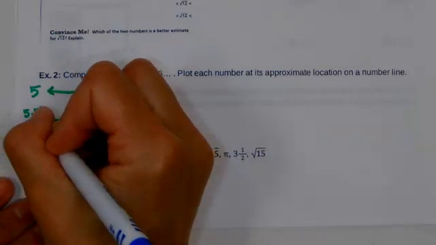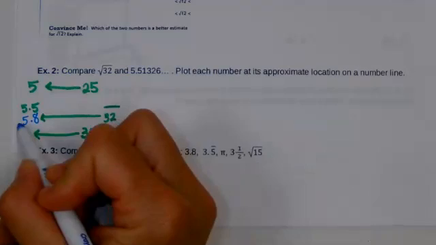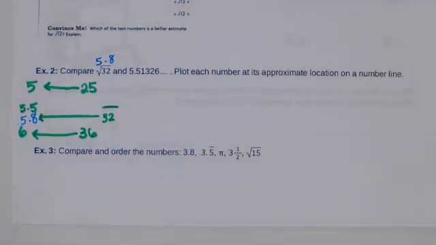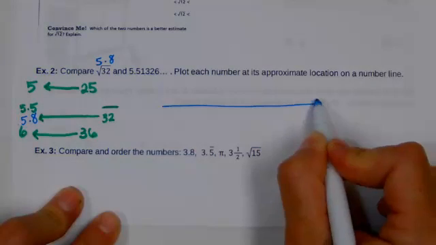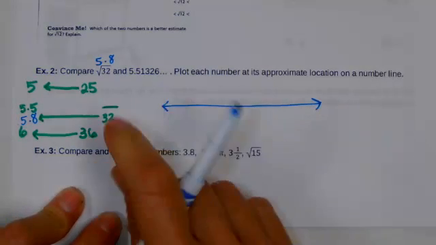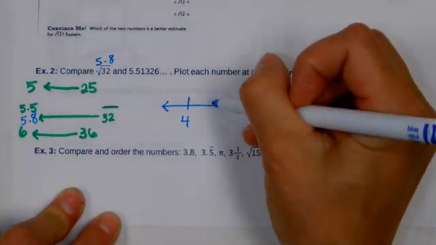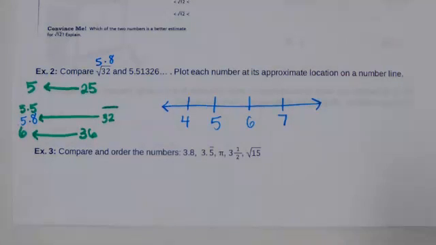Remember, we're just estimating here. We're not being exact, and then we're going to put it on the number line. So 5.8 is what we're going to use to put on our number line instead of trying to do the square root of 32. So now we do our number line. Both of our numbers land between 5 and 6. So we're going to make a little number line with numbers near there, 6, 7, to make sure that we've got all of the integers that we need.